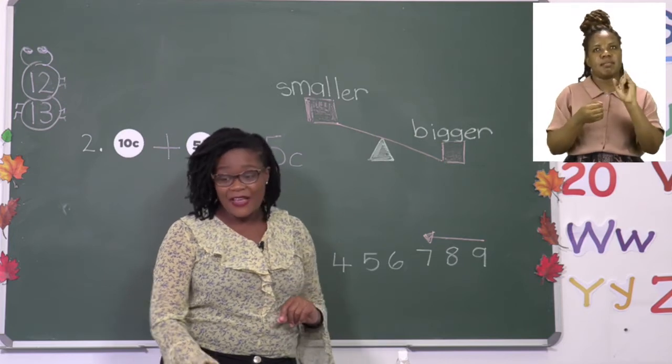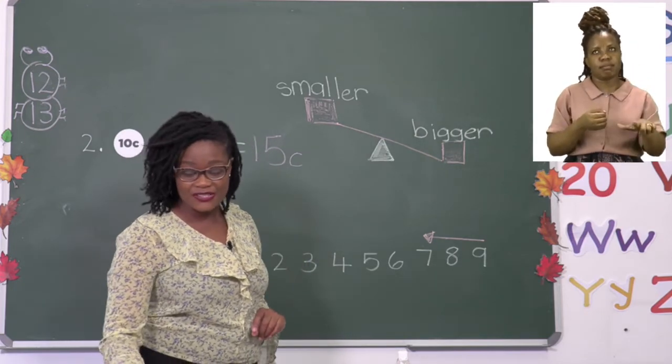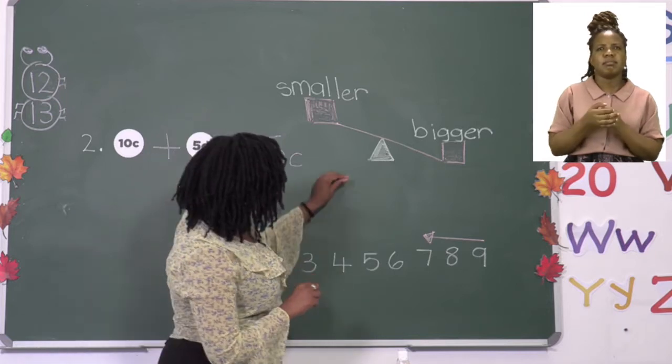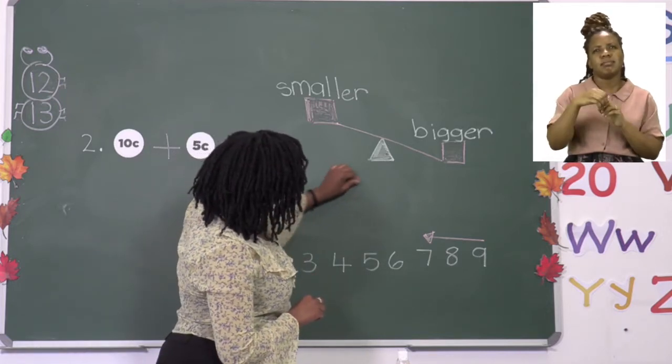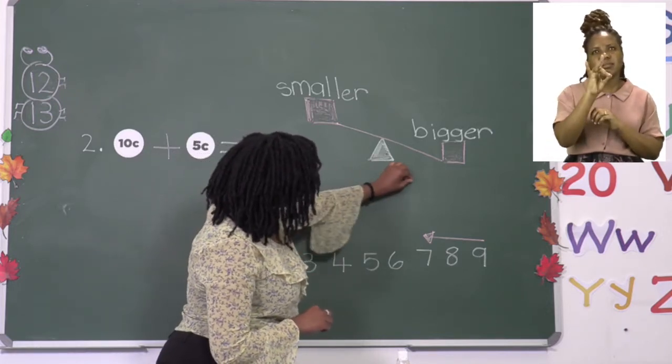So let's say we have our 2 numbers, 38 and 16.